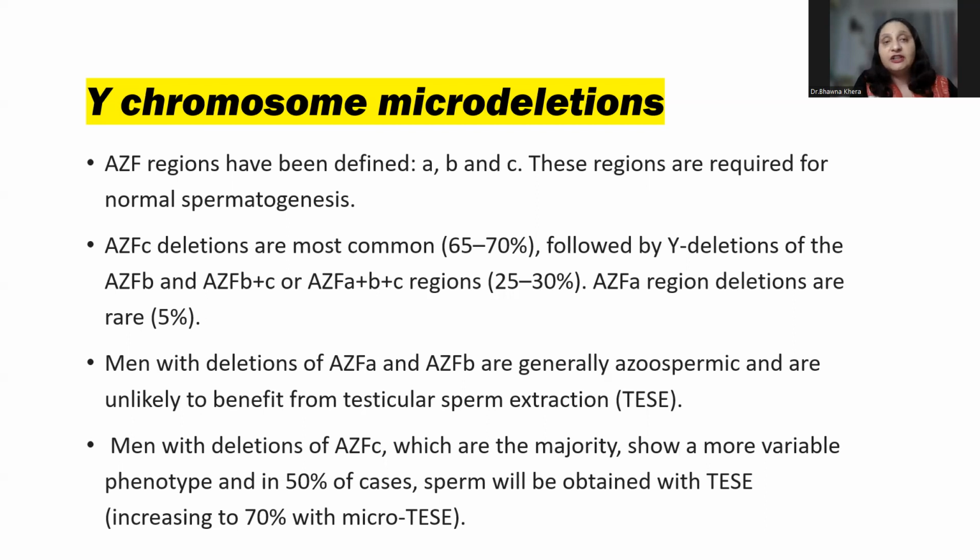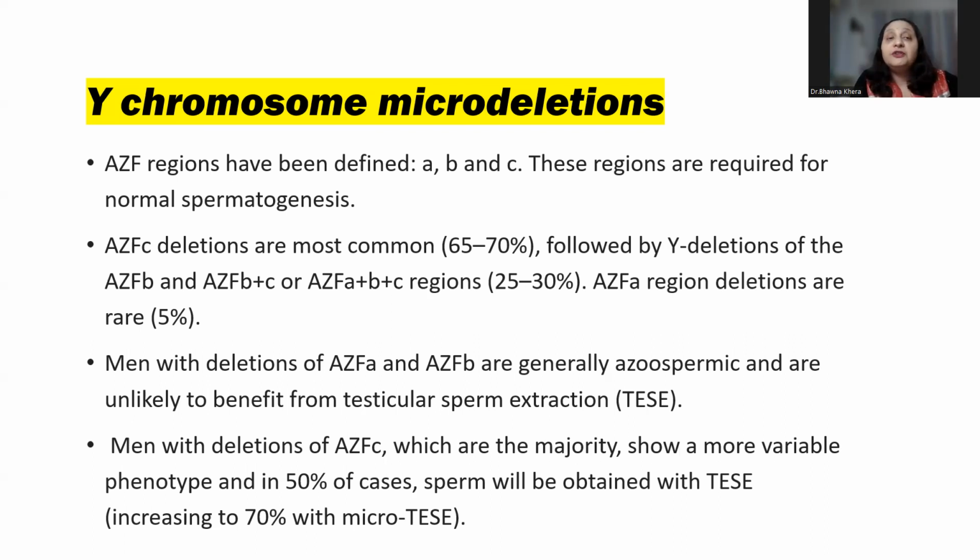Now, deletion of the C segment is most common, followed by deletion of the B segment, followed by deletion of B and C or A, B, C. But A deletion is very, very rare. Men with these deletions are generally azoospermic, particularly A and B. AZFA and AZFB region deletions, they have azoospermia. Even if you go into the testes and try sperm retrieval, it is not possible because there are more chances of azoospermia. So they are unlikely to benefit from testicular sperm extraction.